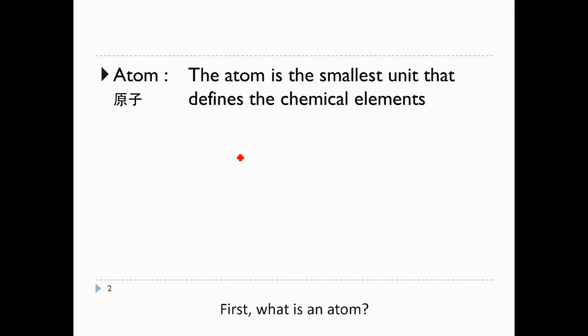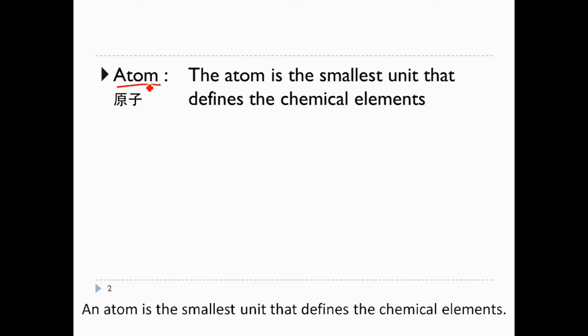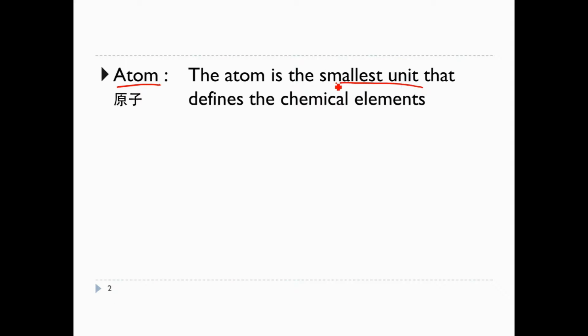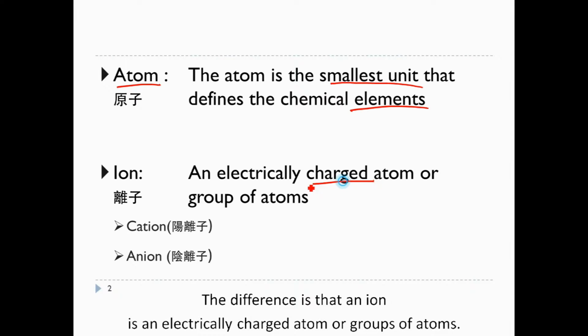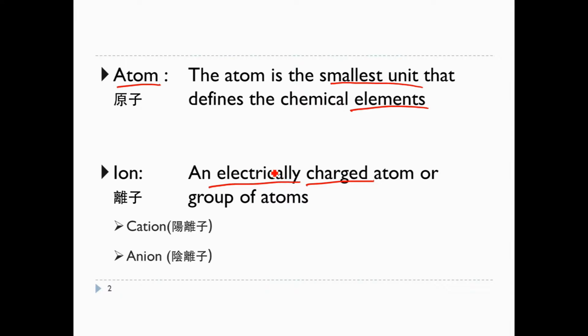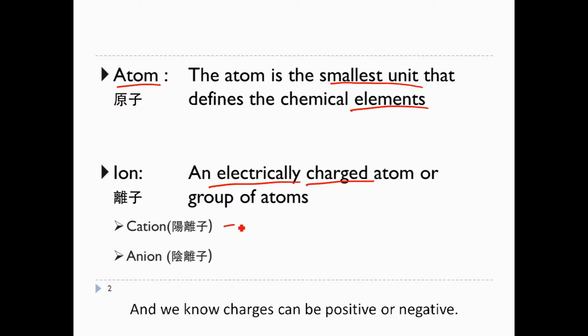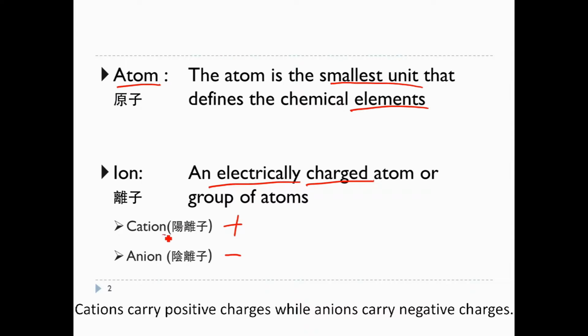First, what is an atom? An atom is the smallest unit that defines the chemical elements. Then, as you can remember, atoms have close friends called ions, so how do they differ from each other? The difference is that an ion is an electrically charged atom or groups of atoms. And we know charges can be positive or negative. Cations carry positive charges, while anions carry negative charges.